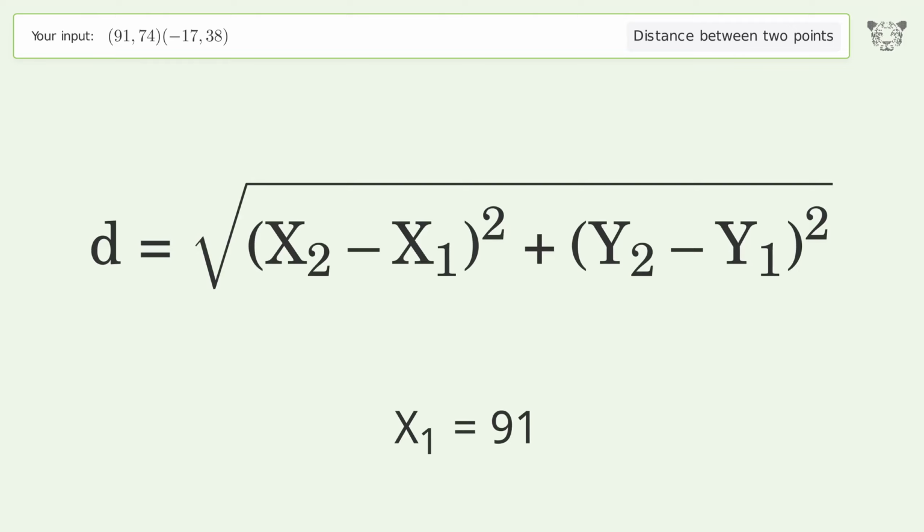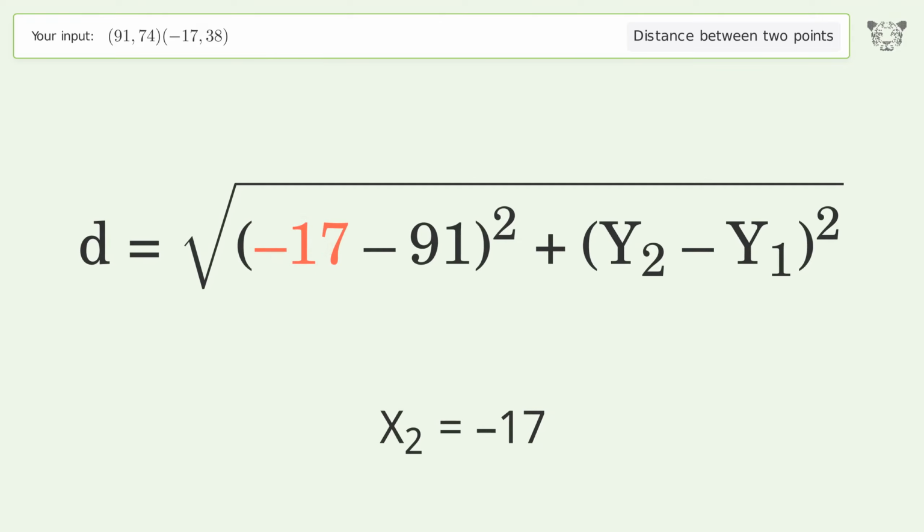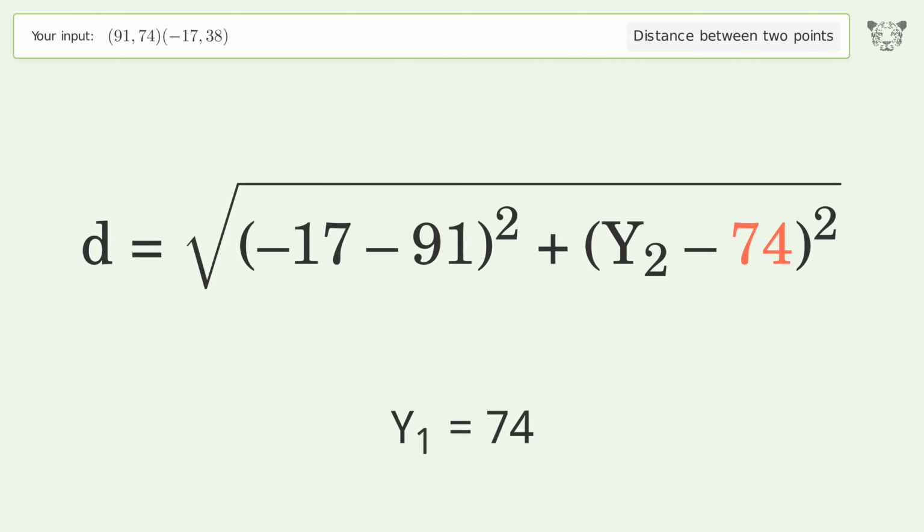x1 equals 91. x2 equals negative 17. y1 equals 74. y2 equals 38.